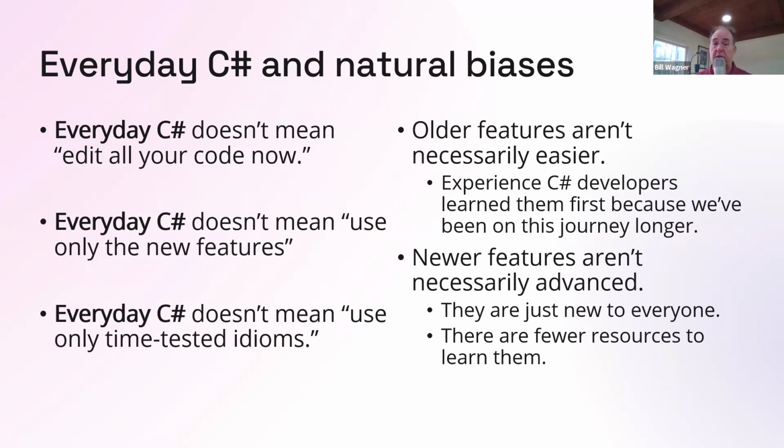So the first thing is, everyday C# doesn't mean edit all your code now. An important part of this message is that we on the language design team still take backwards compatibility very, very seriously. So if you wrote something in C# 1.0, it still compiles, it still runs, and it still works. There's nothing in the language that we would go, nope, that's just not going to work anymore because that's just broke.